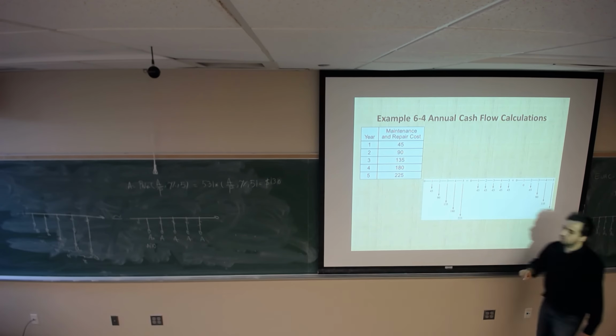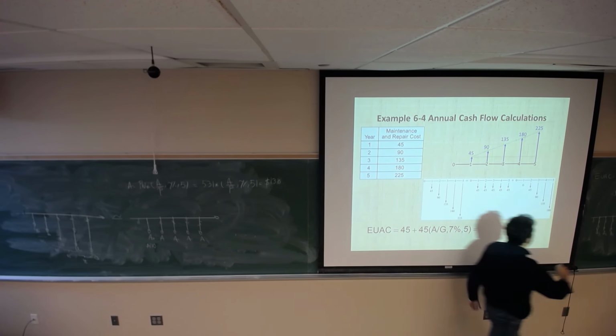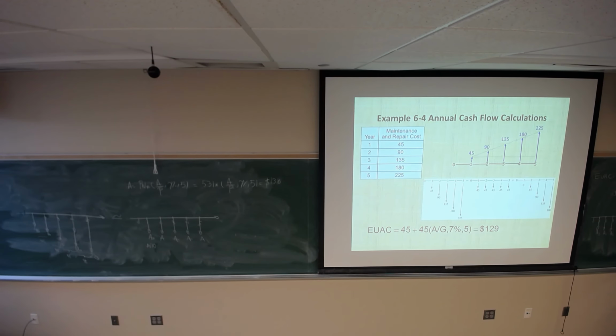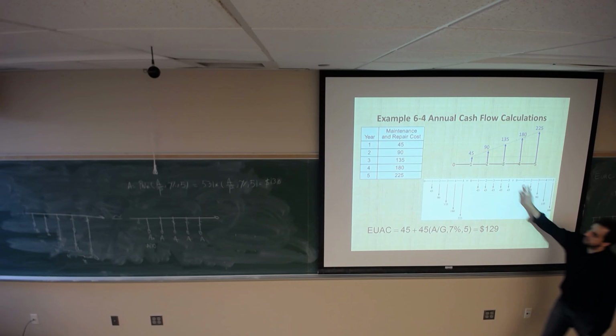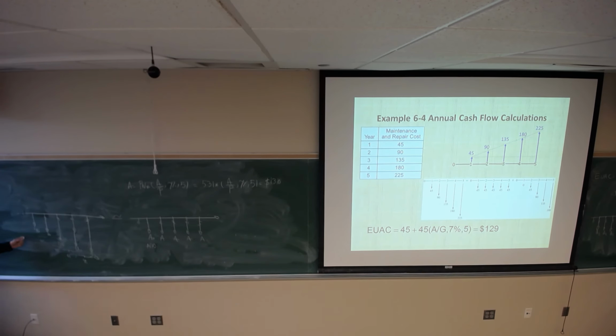Either use the book or the equation. You will figure out 84. So $129. So this is going to have equivalent uniform annual cost of $129 compared to $130. Any question on this?